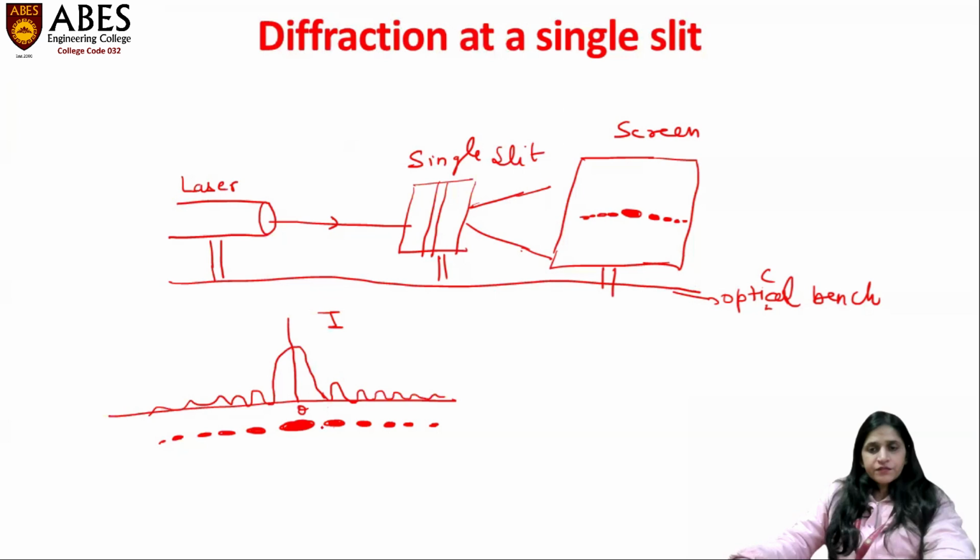So in this topic, the practical, if you have performed it in the lab, plus this graph that you have studied, we will be finding out theoretically the intensity of the central maxima and the minima and other maximas and minimas with the help of the diagram.